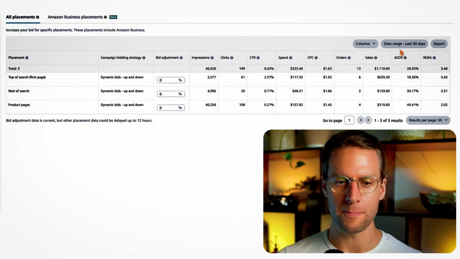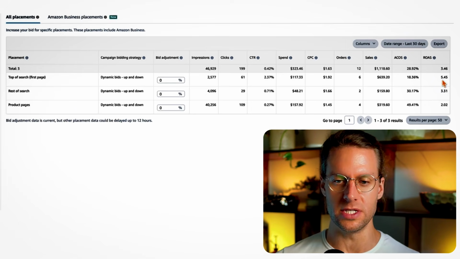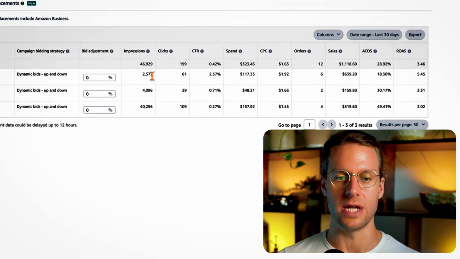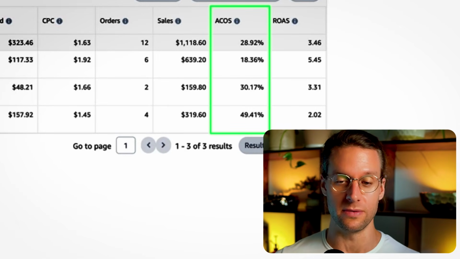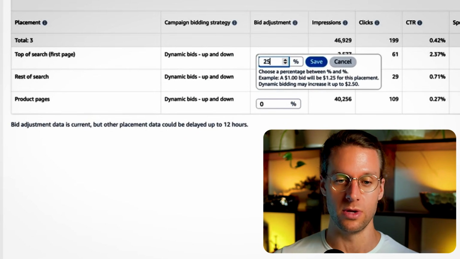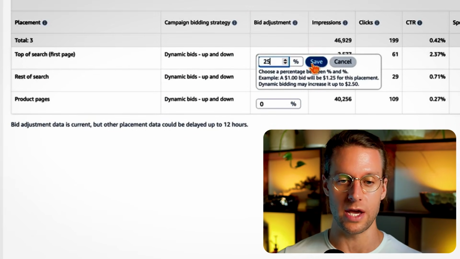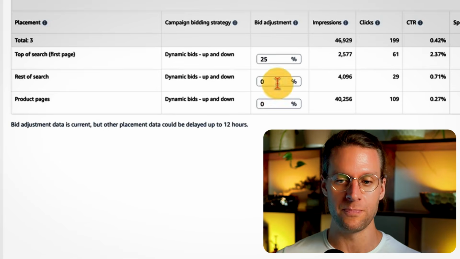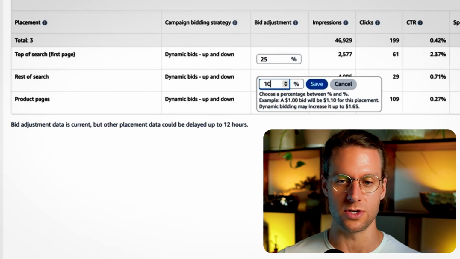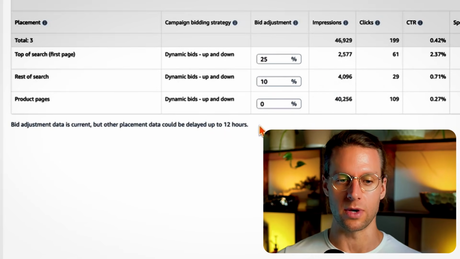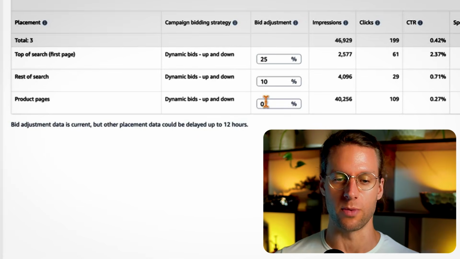You guys are seeing a pattern here. This is one of the most important type of optimizations that you can do. Take a look at the performance of these different placements. Top of search is doing best. So we are going to add a top of search bid adjuster because not only is it performing best from an ACoS perspective, but it's also likely helping us drive rank in the most powerful way possible. So we're gonna add a 25% bid adjuster there. Again, we wanna do this incrementally. We'll also add a small bid adjuster to rest of search because it seems to be performing pretty well. And we're gonna leave product pages at 0 because it's performing the worst.